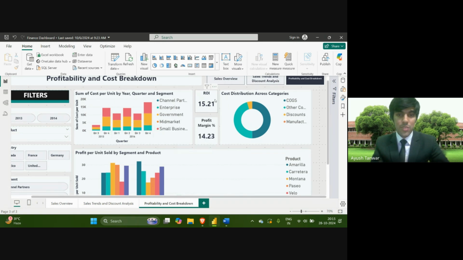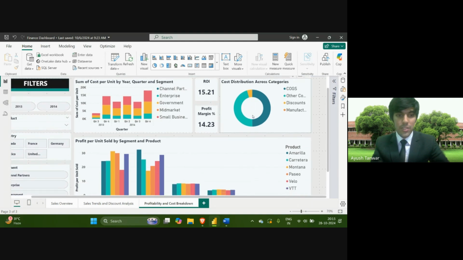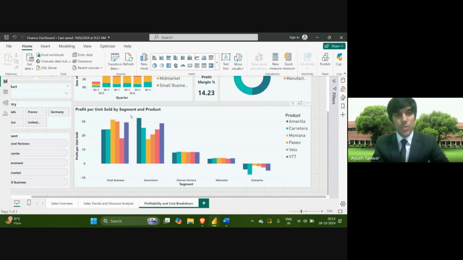Similarly, we had cards for the return on investment, the profit margin, the cost distribution across the different categories that we had, and the profit per unit sold by segment and product. Now, this is a very interesting graph, because this shows you the product and the profit per unit sold. If you can see, the segment is small business, the product is Montana, and the profit per unit sold is 31.33. Similarly, you can see in the enterprise segment, we are actually going into losses.